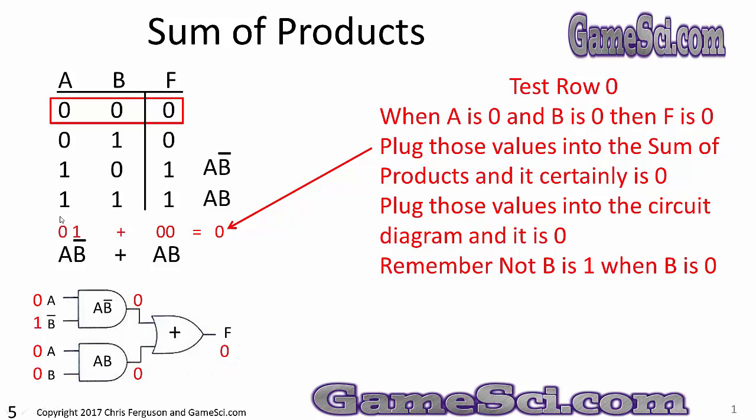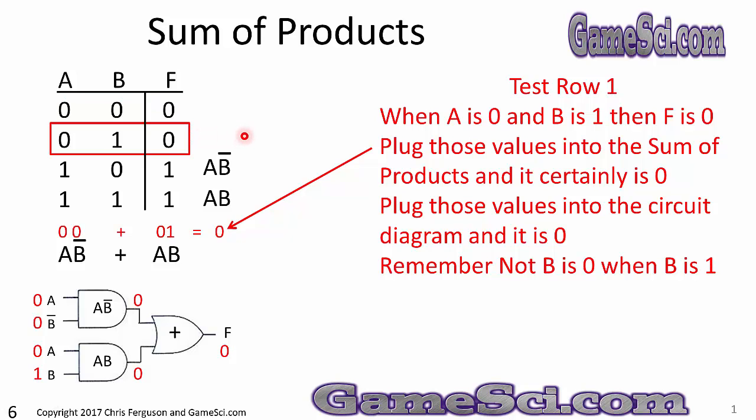Looking at the sum of products expression, 0 and 1 for this AND gate produces a 0. Or the two zeros on this AND gate produces a 0. The sum of products produces a 0. The truth table says output is 0. The sum of products expression says output is 0. And the circuit diagram outputs a 0. For this line of the truth table, it certainly agrees.